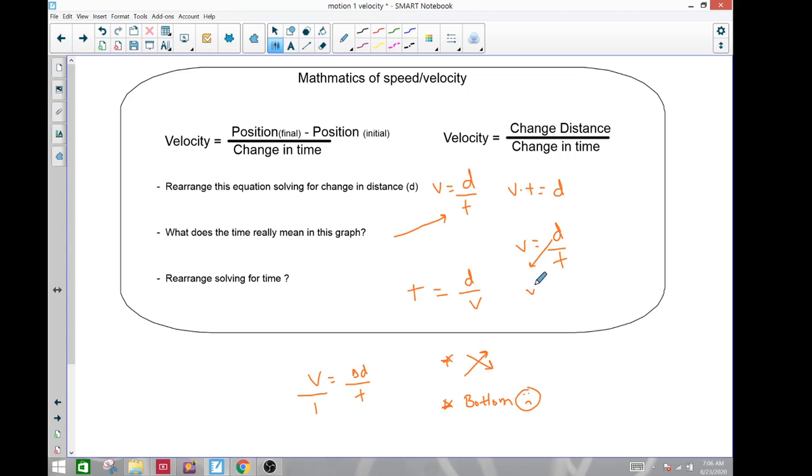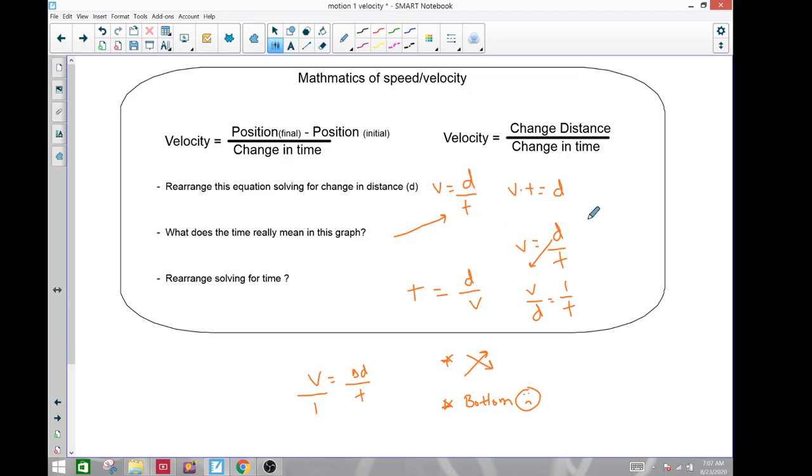This would give me velocity over distance equals time. But the time is still on the bottom, so I had to leave it like this, 1 over time. I don't want that. So the very first thing I do when I solve for time is I want to get time off the bottom.